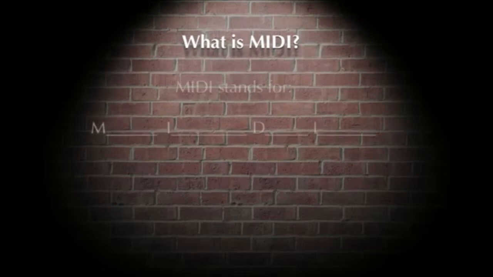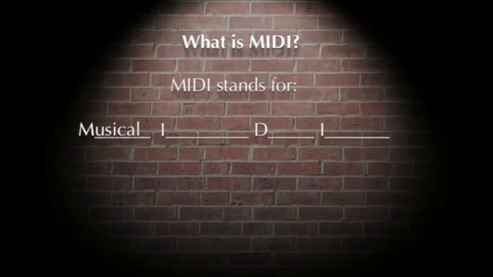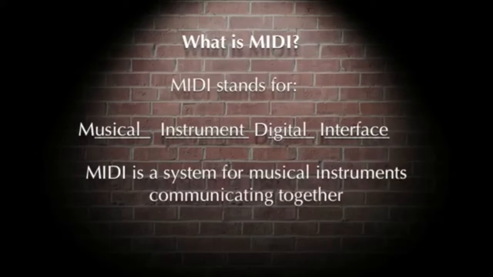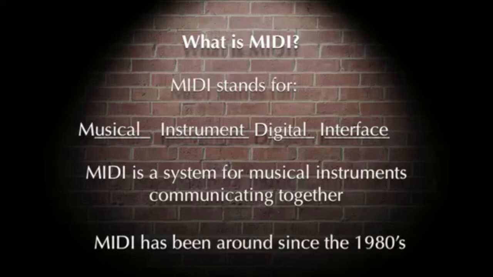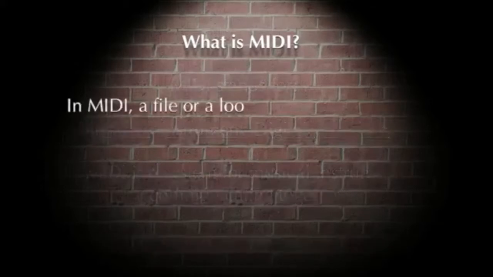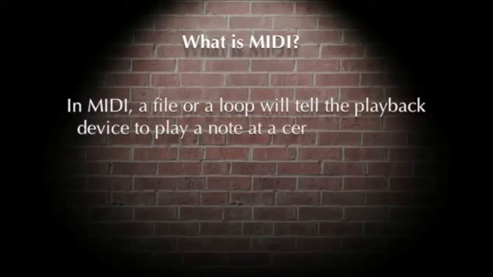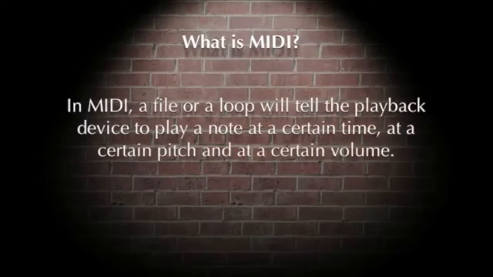MIDI stands for Musical Instrument Digital Interface, and it's a system of music devices communicating together that dates back quite a few years now. In digital terms, it dates back to the Dark Ages, as it was standardized in 1983. Whoa. Anyway, basically when you talk about MIDI data, what you mean is the file, or in this case a loop, tells the playback device to play a note at a certain pitch, at a certain volume, and at a certain time.